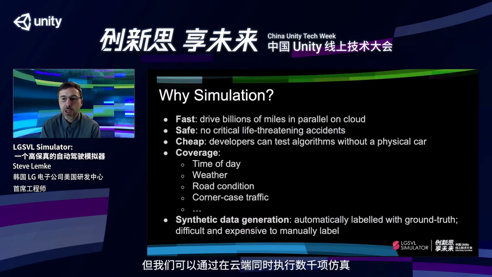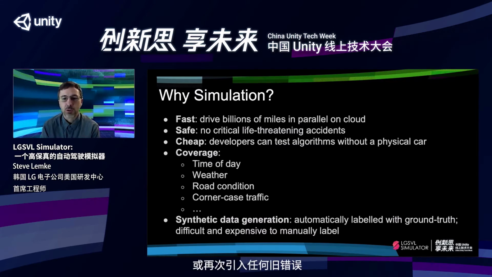But we can drive many of these miles in simulation by running thousands of simulations in parallel in the cloud, without risking any lives or accidents in the real world, and we can do that at a fraction of the cost of real-world testing. Every time a developer changes something, whether code in an algorithm or retraining a neural network, those changes can be quickly regression tested in a continuous integration workflow to ensure they don't introduce new bugs or reintroduce any old ones.